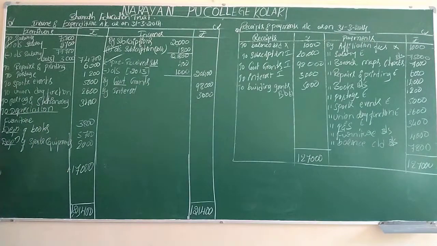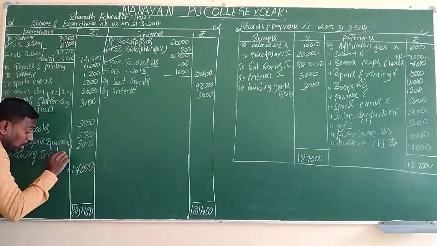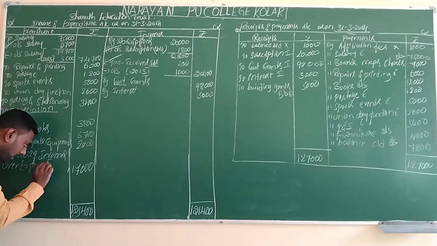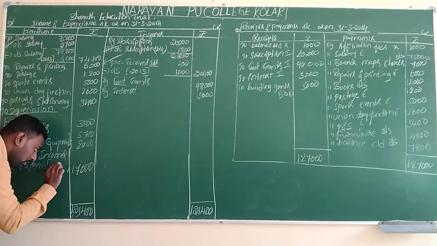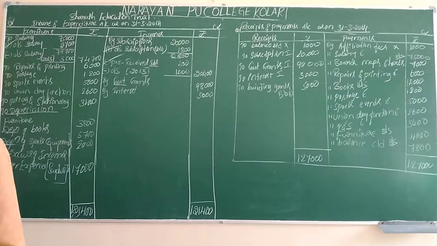For this we will give a name: excess of incomes over expenses. In bracket we have to write surplus. So like this we have to create the excess amount from the receipts and payments account transactions. With the help of this we have to prepare the income and expenditure account.